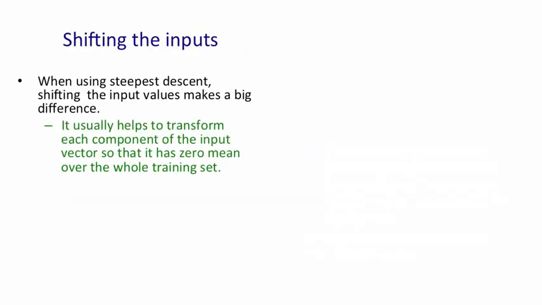One thing that has a surprisingly big effect on the speed with which a neural network will learn is shifting the inputs, that is, adding a constant to each of the components of the inputs. It seems surprising that that could make much difference. But when you're using steepest descent, shifting an input value by adding a constant can make a very big difference. It usually helps to shift each component of the input so that averaged over all of the training data, it has a value of 0. That is, make sure its mean is 0.